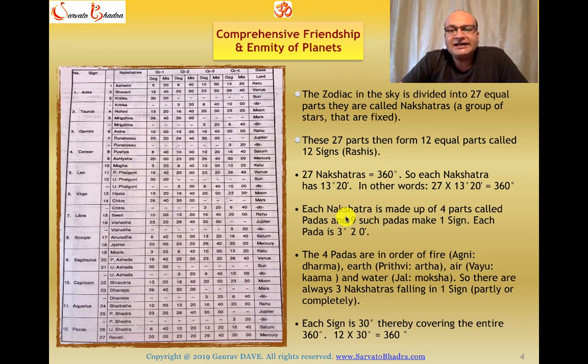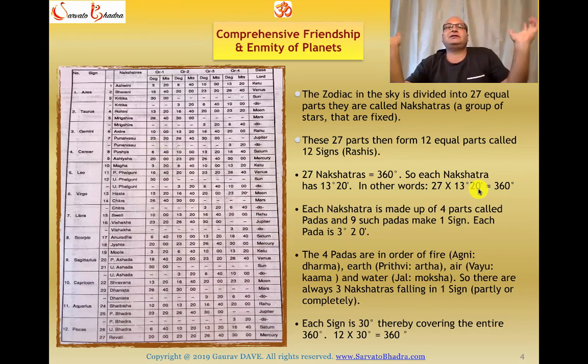Zodiac in the sky is divided into 27 equal parts. They are called nakshatras, a group of stars that are fixed. These 27 parts then form 12 equal parts called 12 signs, rashis. 27 nakshatras equal 360 degrees. So each nakshatra has 13 degrees and 20 minutes of span. In other words, we can do this calculation as well.